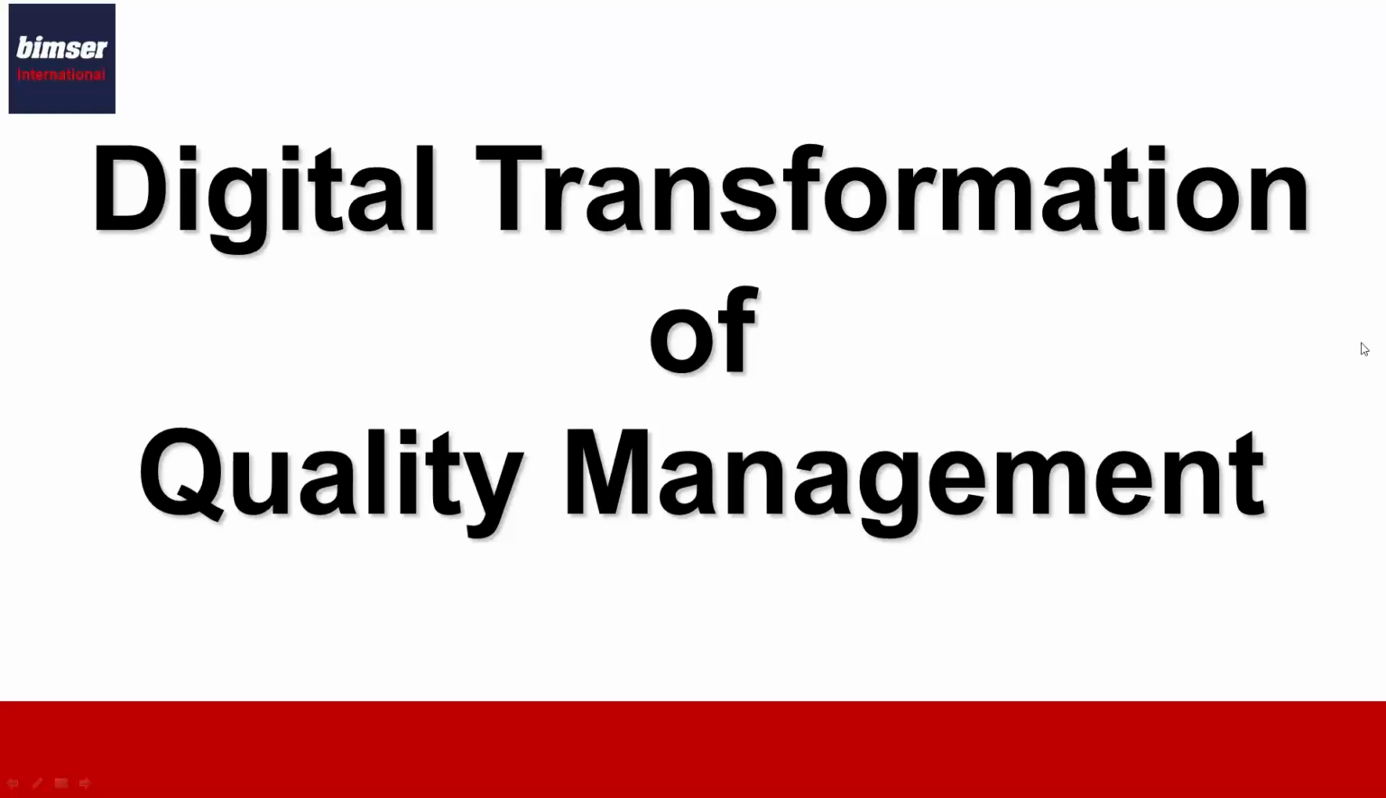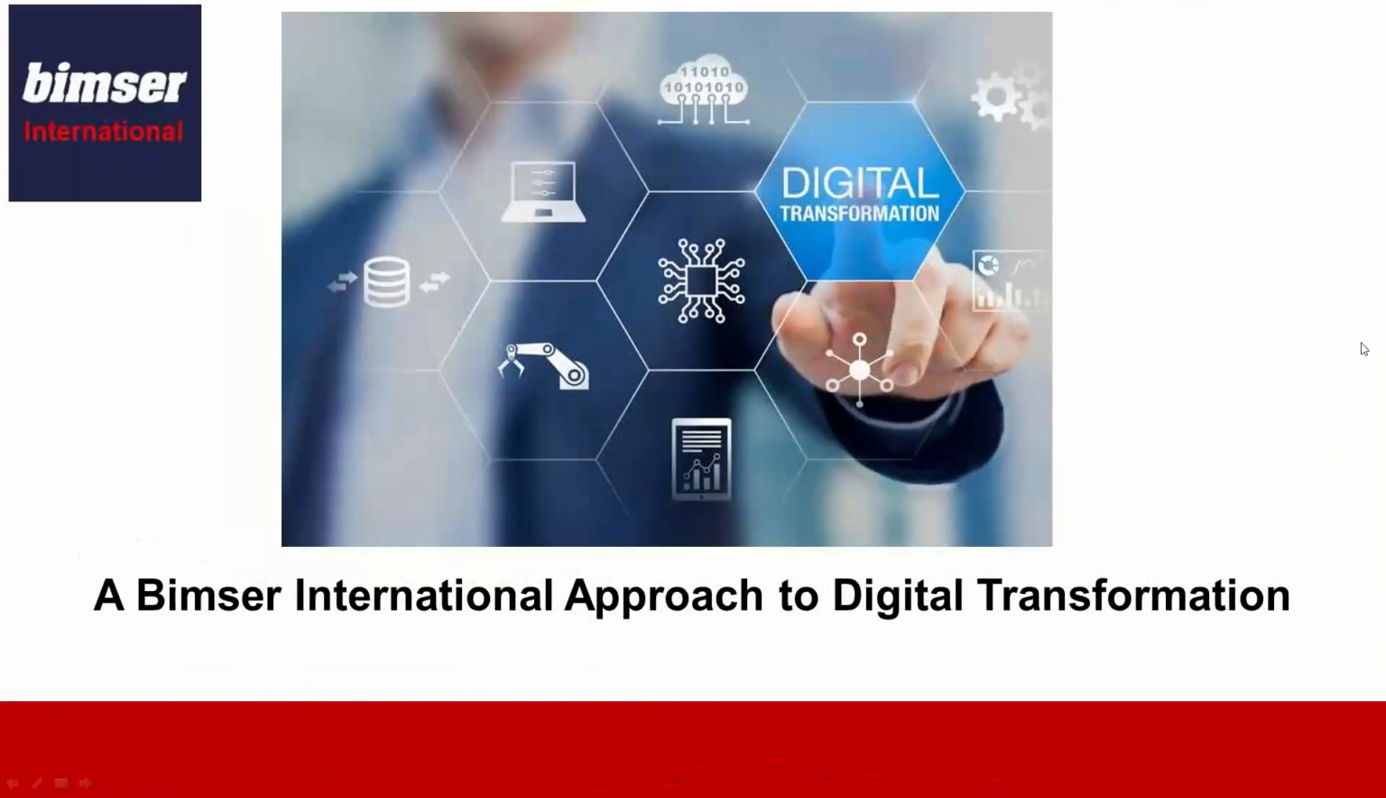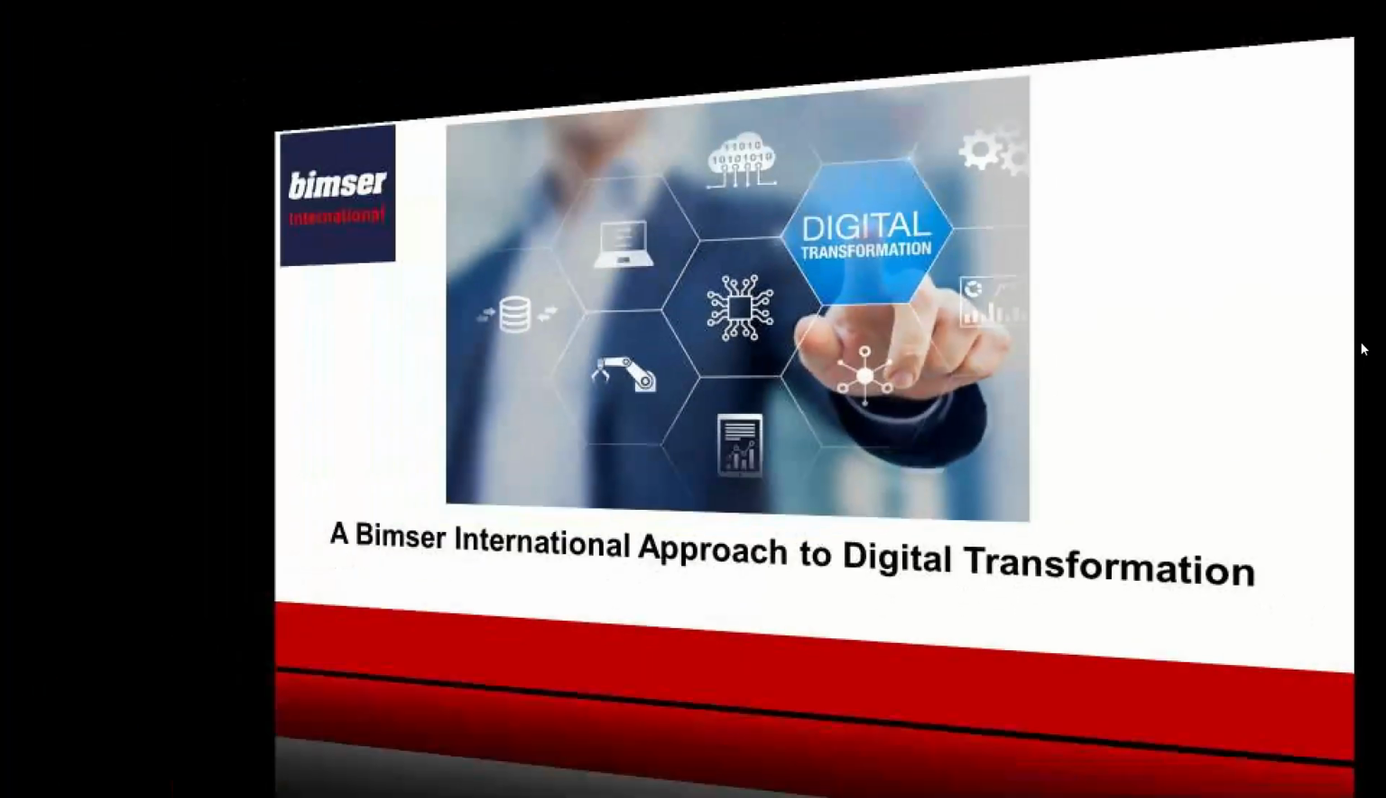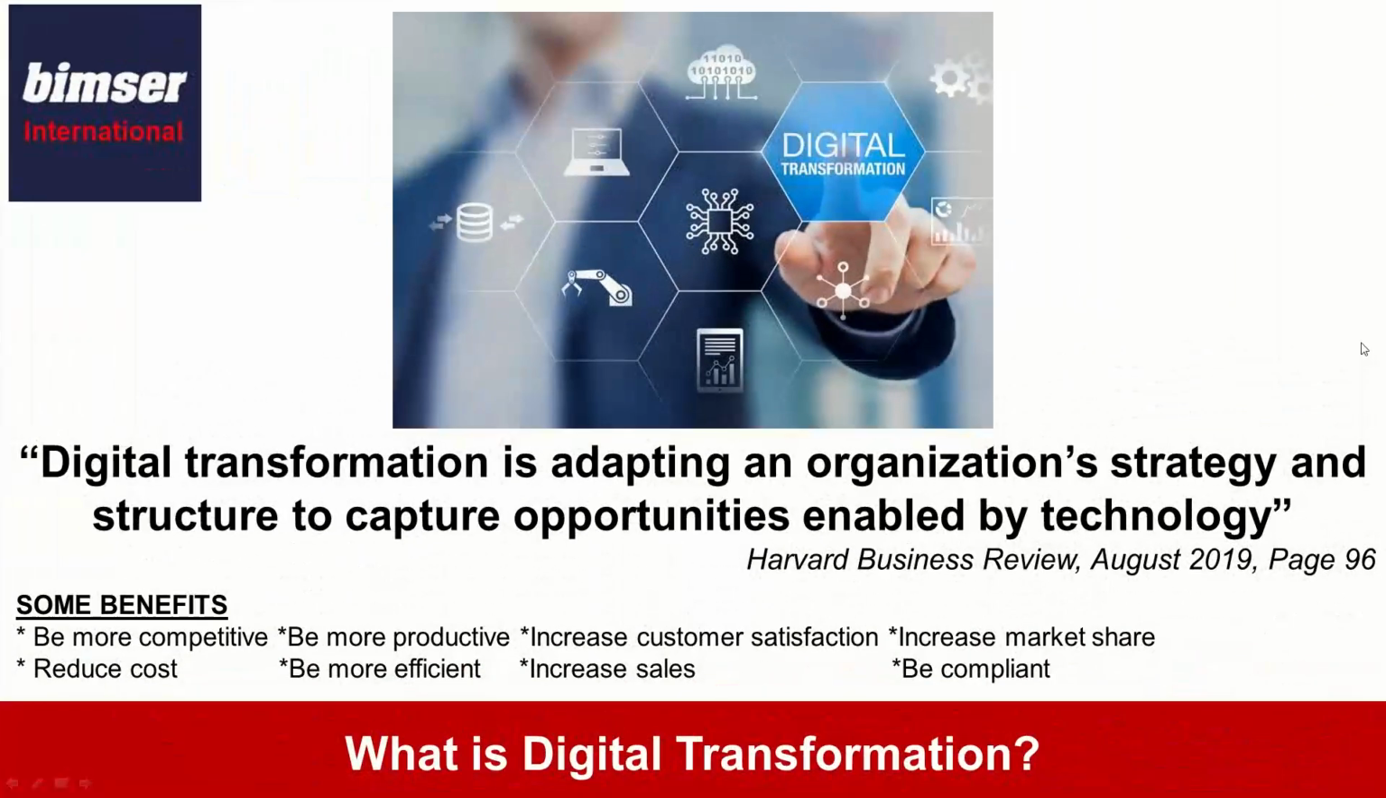So as for QDMS, our quality management system, our approach is digital transformation. We basically have companies adopt digital transformation for quality management, and that is how we are actually looking at it. So what is digital transformation in one simple sentence? Basically, it is adapting your organization's structure as well as culture and strategy to capture opportunities enabled by technology. That's the easiest and most straightforward definition that we found and we like.